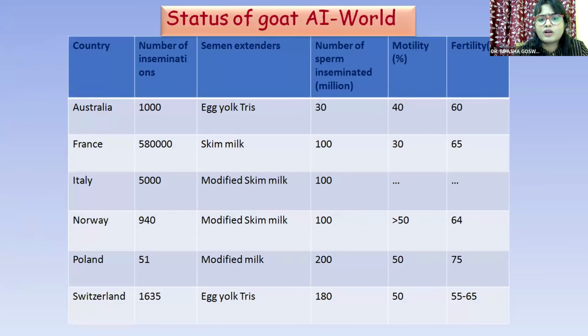There are different countries that have already started artificial insemination, like Australia, France, Italy, Norway, Poland and Switzerland. I have given some data: how many inseminations they have done, what type of semen extender they used, the number of sperm inseminated in millions, and what the motility and fertility percentage was. In Australia, the fertility percentage was 60%. In France, it was 65%. In Norway, it was 64%. In Poland, it was 75%. And in Switzerland, it was 55 to 65%.